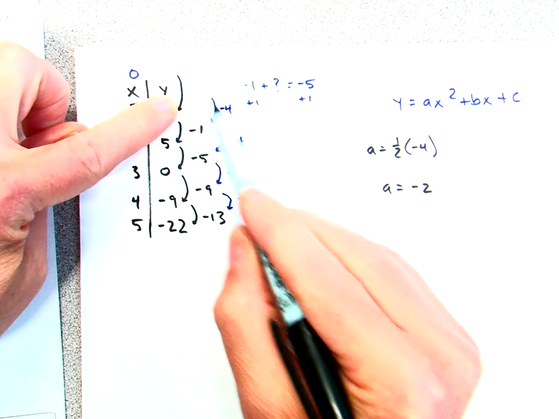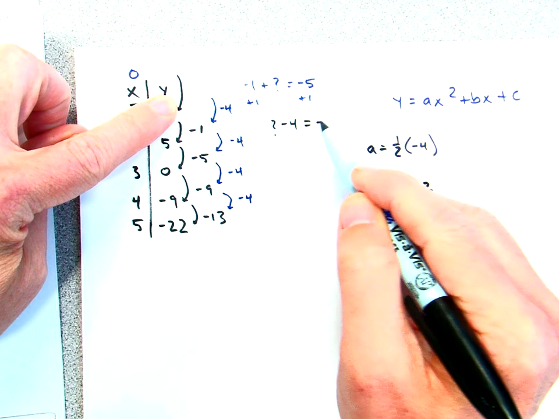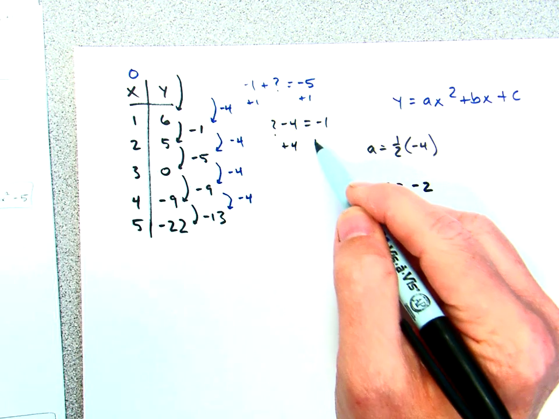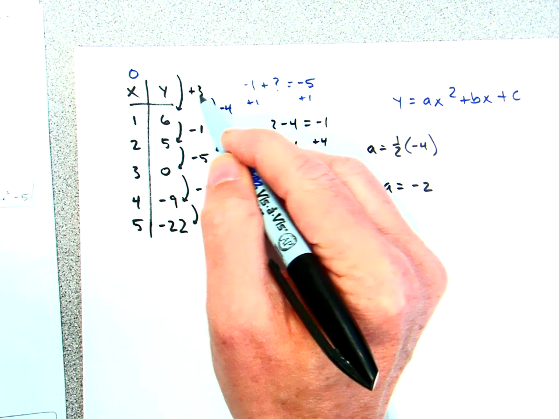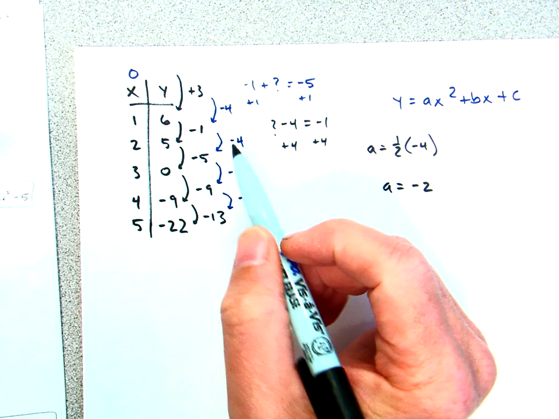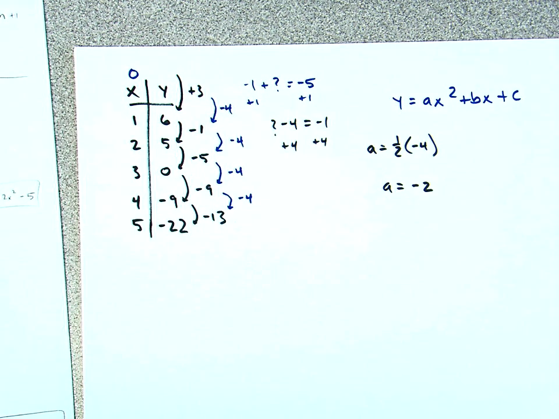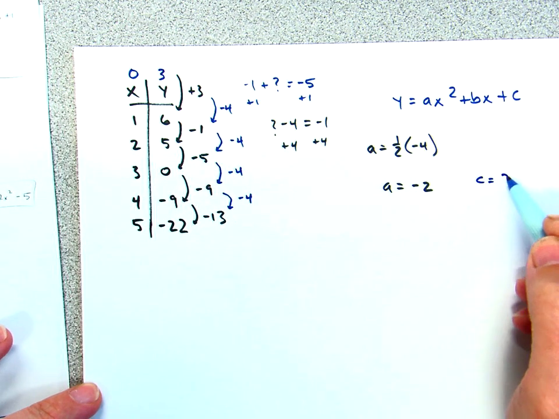So what value minus 4 equals negative 1? Again, if you need to write this out, no big deal. Add 4. So we've got to add 3. If I add 3, this will be the first order difference. So what value plus 3 is 6? That would be 3. So c is 3.